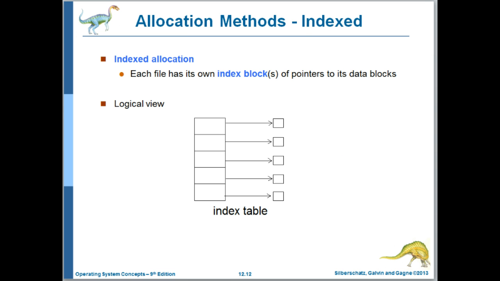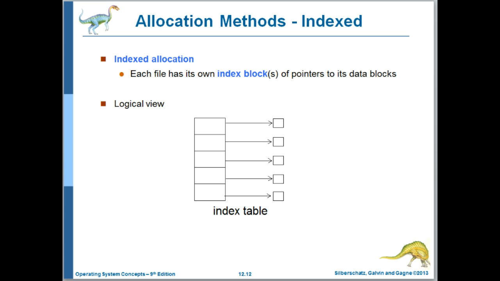So the problem with linked allocation is that to find the nth block of a file, you have to chase through n pointers. And it's of course much faster to do that with FAT allocation because you're not doing disk operations, but still you have pointer chasing to do.